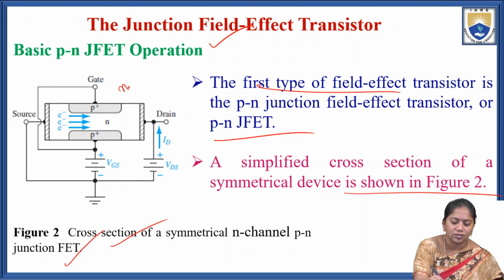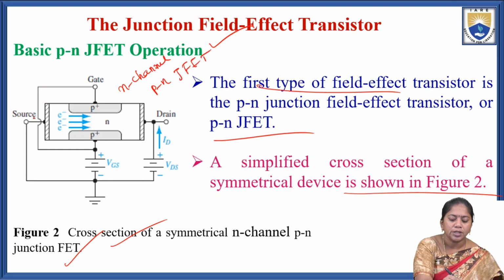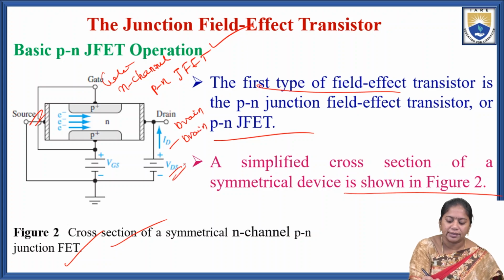This is the N channel PN junction FET, PN JFET. This is the source. This one is the gate and drain. Here ID is the drain current, VDS is the drain source voltage, and VGS is the gate source voltage.